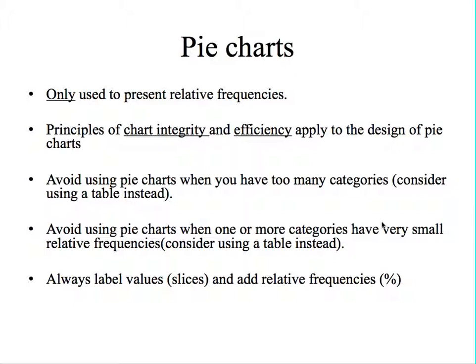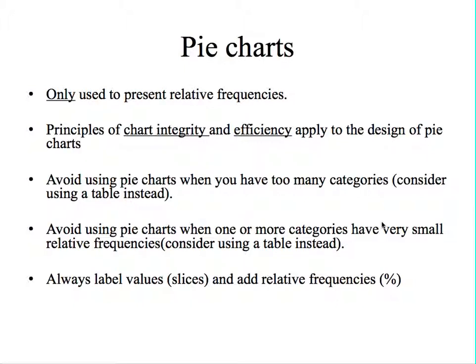The slices of the pie are supposed to show the relative frequency, in terms of size, of a group. So the principles of chart integrity and efficiency apply to the design of pie charts. Of course, you need to avoid using pie charts when you have too many categories. When you have 20 categories in a variable, you should avoid pie charts because they're not an efficient way to show the data. You should consider using a table instead.